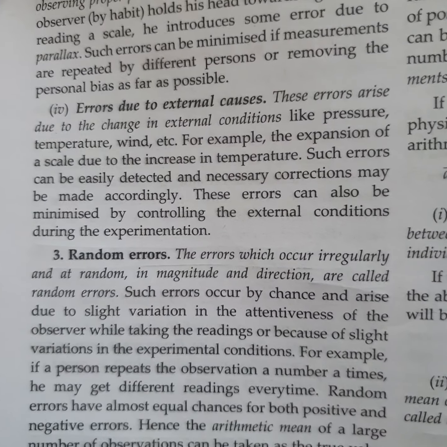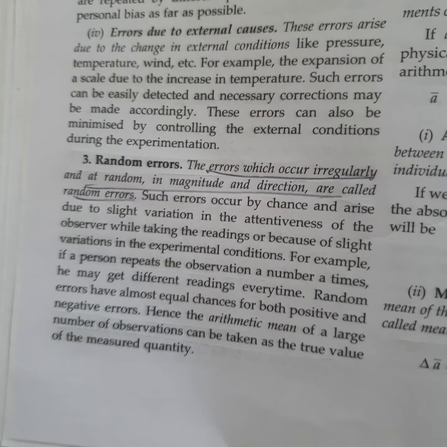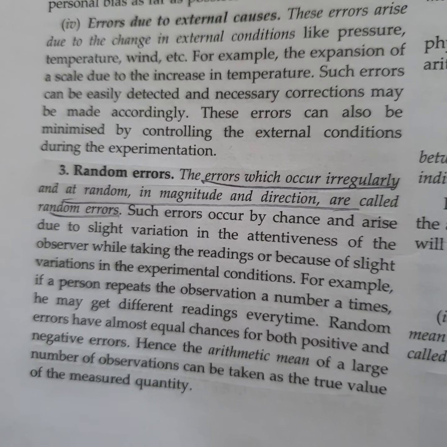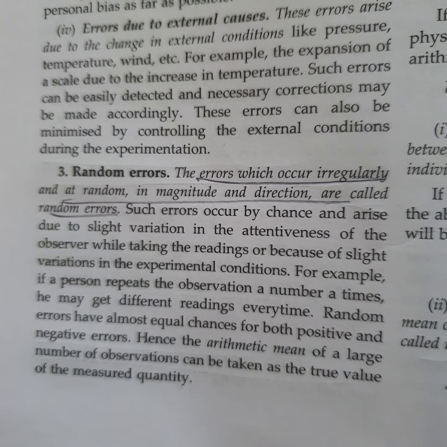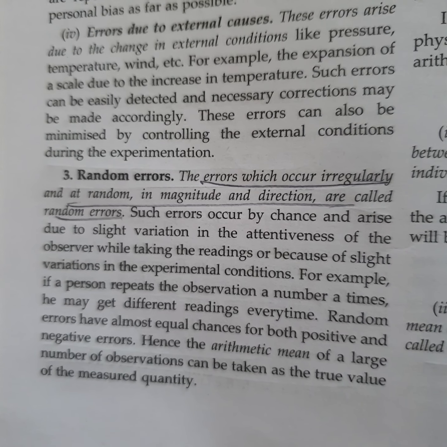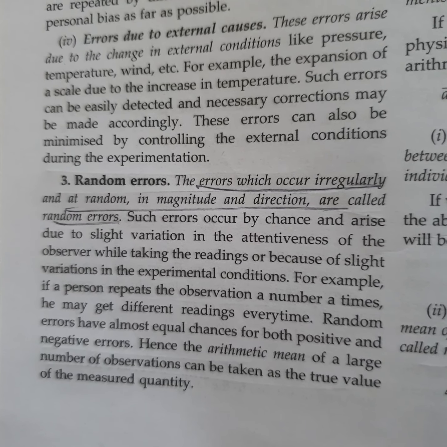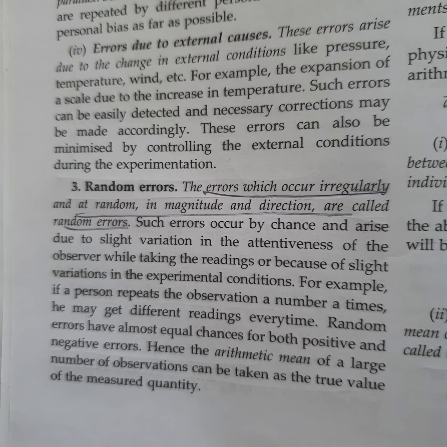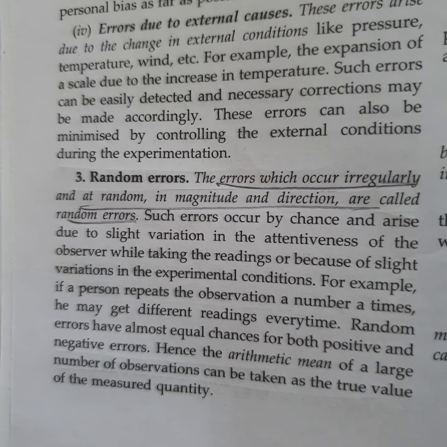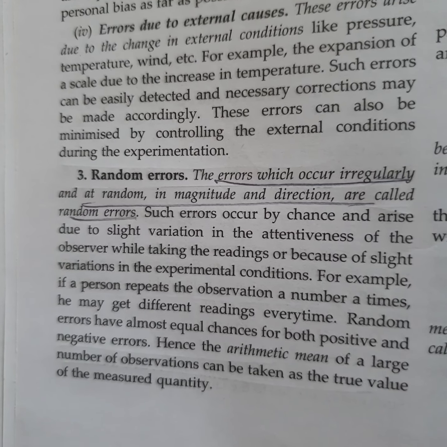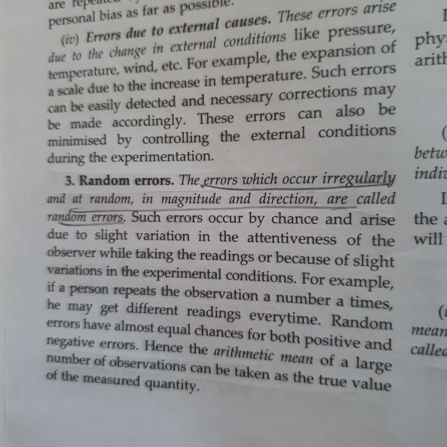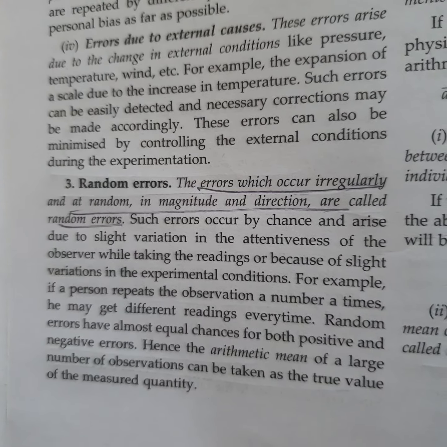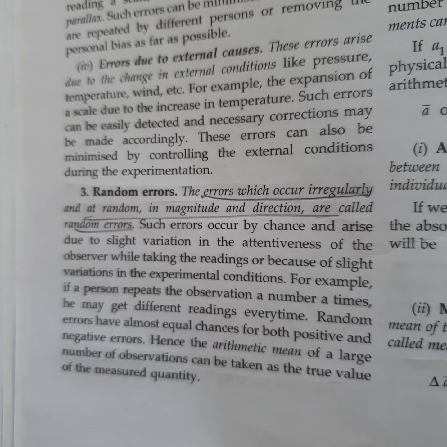Next type of error is random error. Random error occurs irregularly, randomly. These errors occur by chance. We don't know the cause. One time you get the value of g as 9.7. In another experiment you get the value of g as 9.9 or 9.89. Means you don't know the reason why this error occurs.